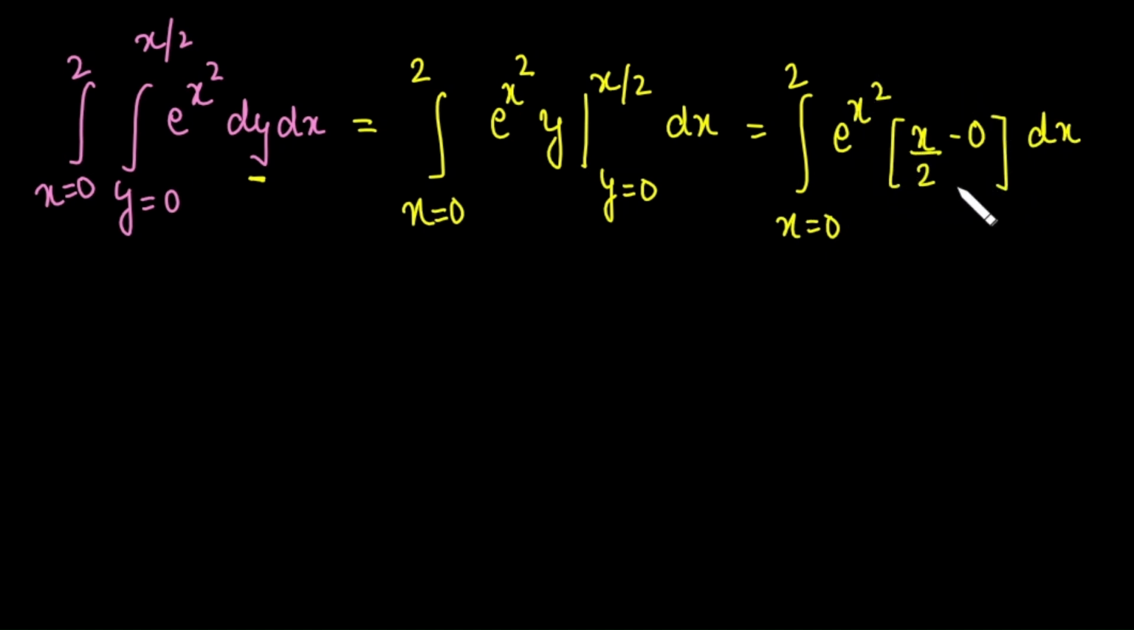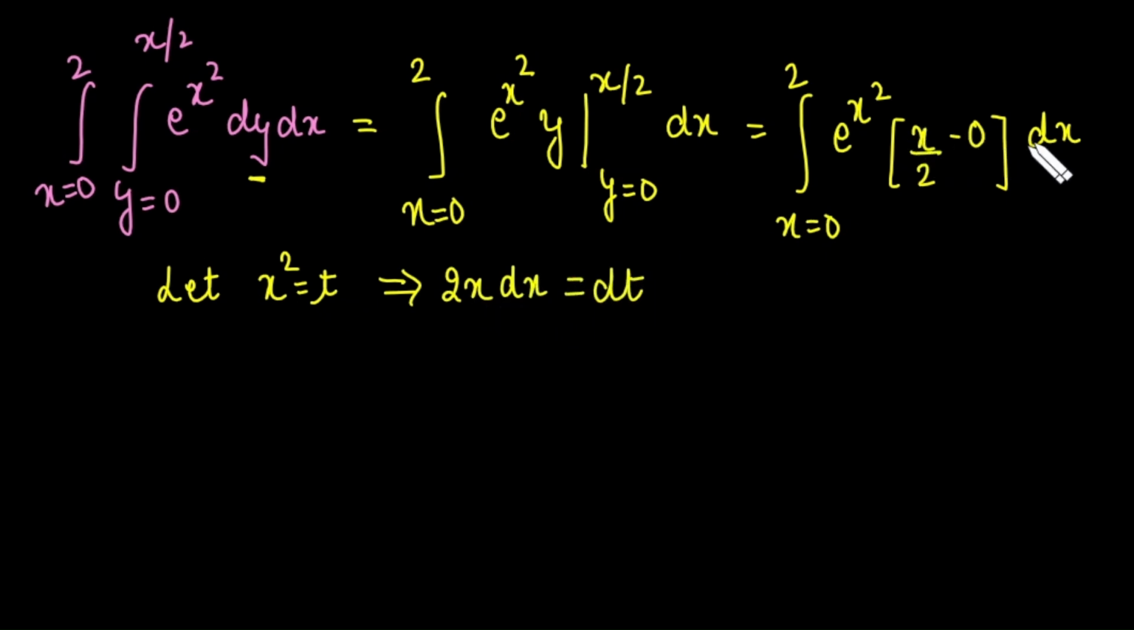How to integrate this one? We know that e raised to power x square is not directly solvable. We will try to remove this x square. For that, take the substitution. Let x square be equal to t. So this implies 2x dx is equal to dt, and x dx is already available in this case. With this, we also need to change the limit of t if we want to take the integration with respect to t.